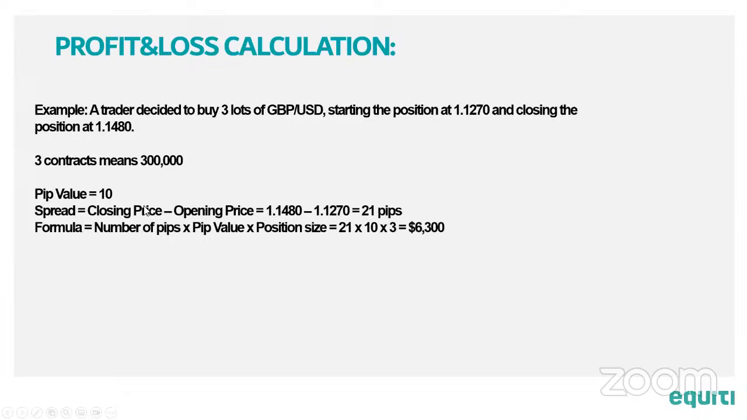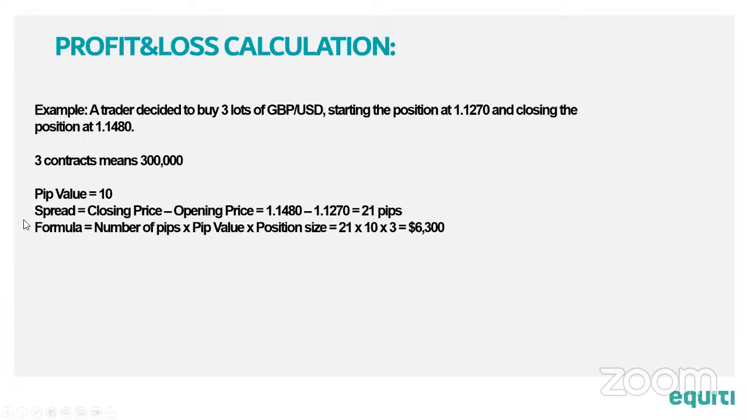And the formula is the number of pips, 21, times the pip value, which is 10, times the position size, which is 3 lots. And the profit would be 6,300. That's, of course, if your trade goes the way that you want it to go, hopefully. So it's just a minor and simple formula that you need to understand. The spread is the little difference between the closing and the opening price, or between the bid and the ask price. And that's why the formula is so simple.